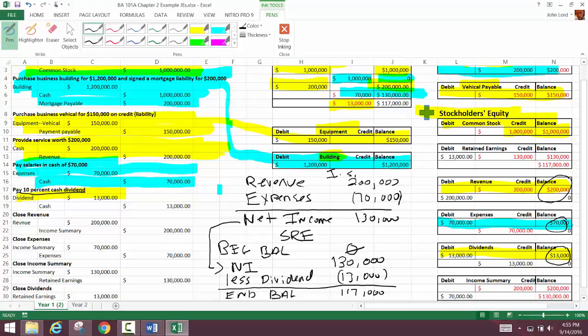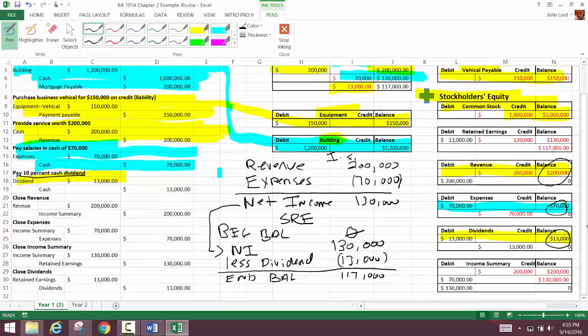With me so far? Okay. Now I prepare that statement of retained earnings like that, showing you my beginning balance was zero, my net income was 130,000, my dividend was 13,000, so my ending balance is 117. But accountants just don't say amounts in accounts unless we can actually see those in our ledger accounts, right? So now we're going to make sure that our ledger accounts are tying to what we're showing here for our retained earnings, right?